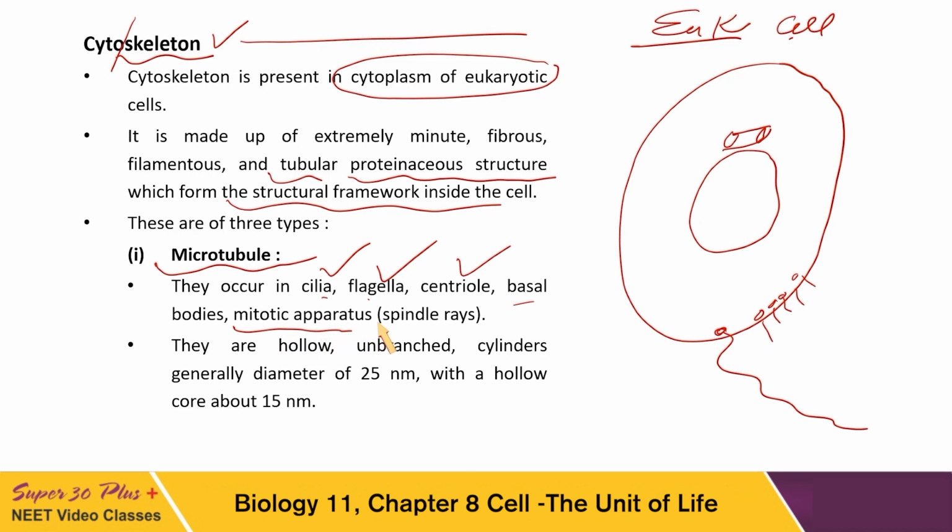And even the mitotic apparatus. At the time of cell division, the chromosomes will be arranged at the equator line, and they will move towards the pole. These are the spindle rays, and spindle rays are also made up of microtubules. So these are hollow, unbranched cylindrical structures. The diameter is about 25 nanometer.